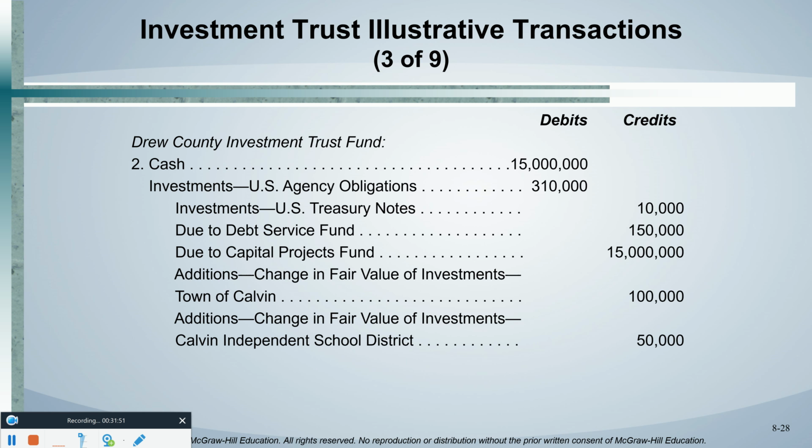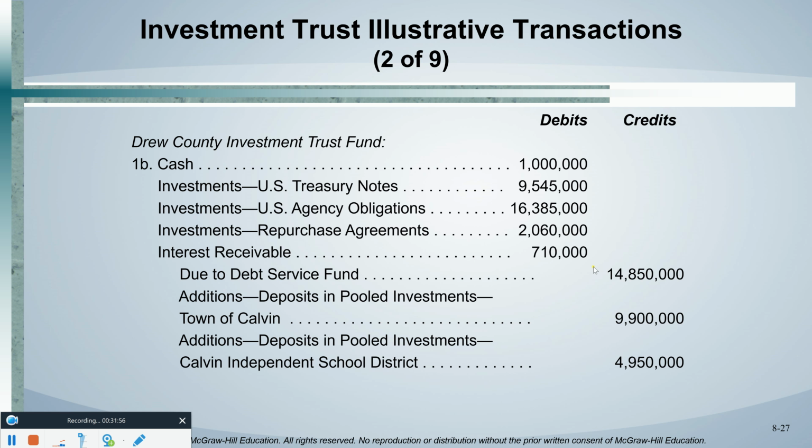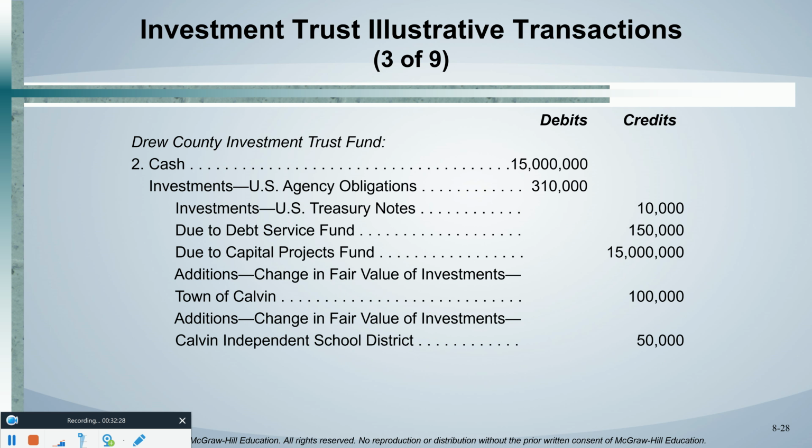well, maybe that's not the best way to do it. What you need to do is you need to come back here. Here it is. So you see this total, $14,850,000. Divide that by these three numbers combined. That gives you the ownership percentage of the debt service fund at this moment in time. The town of Calvin, $9,900,000. Divide that by the sum of these three numbers. That gives you their ownership percentage. And the school district, $4,950,000. Divide that by the sum of these three numbers, and that'll give you their ownership percentage.